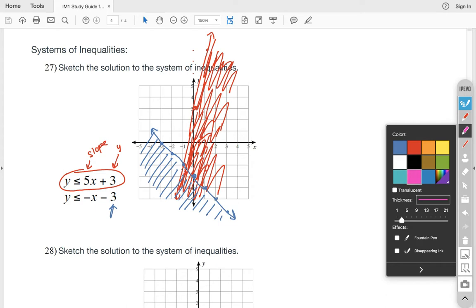So let's just do this in bright pink. All right, so the answer right there, where it intersects. Okay, so that's 27. They were both solid lines. All right, let's do 28.